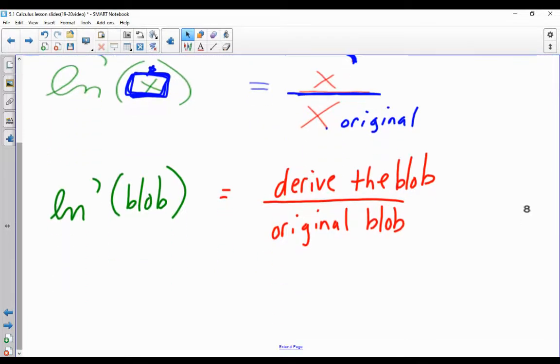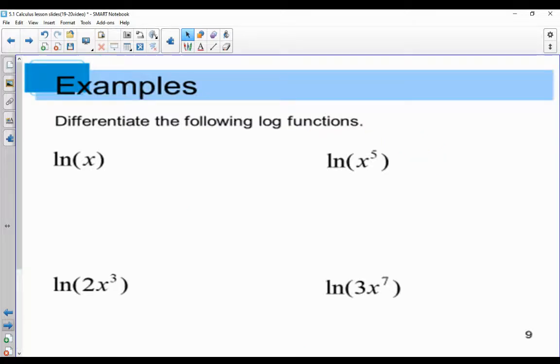And underneath that I have a more layman's terms of how to do it. Basically, you're only going to focus on the blob inside the parentheses. First, what you'll do is you'll derive the blob, and then whatever that is, you'll then divide it by what the blob looked like before you derived, or in other words, the original blob. If you think of it that way, natural logs should be a piece of cake. Let me give you some more simple examples first to show you how it goes. So let's say we're going to be deriving these four natural logs using the rule I just explained.